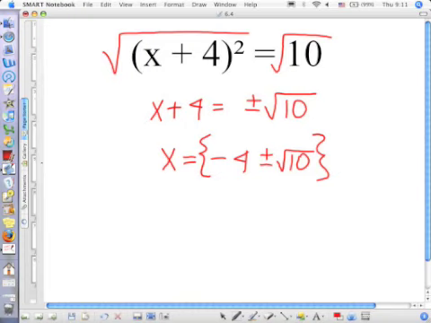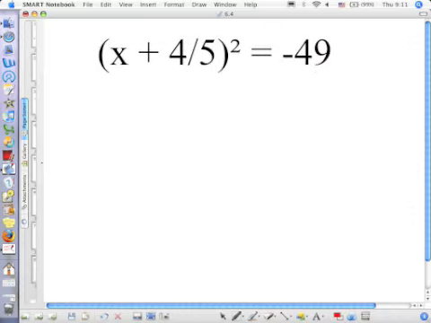Make sense? Questions? Comments? Okay. Yes. Now you've got imaginary numbers that you're working with, which is why we needed to learn that.